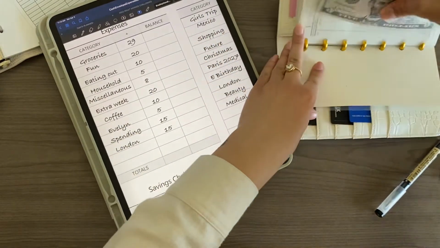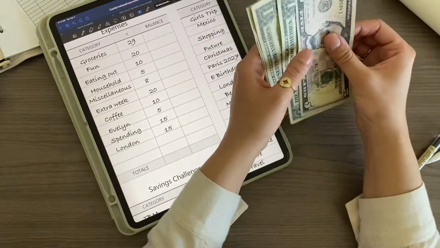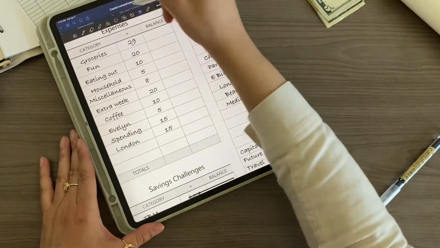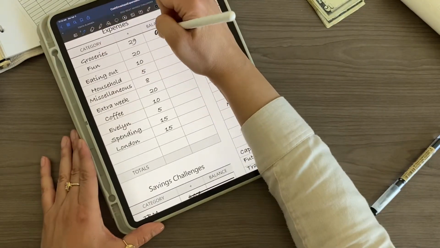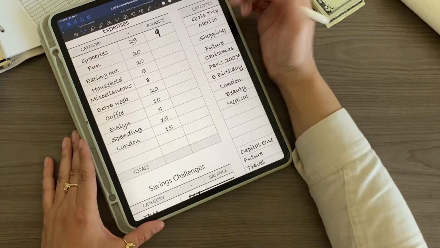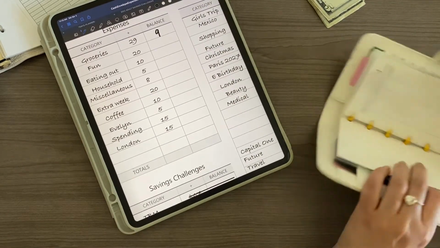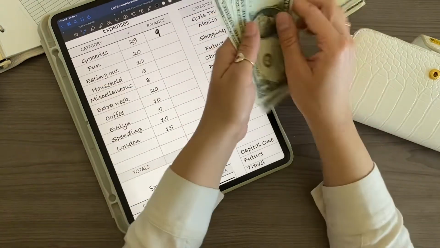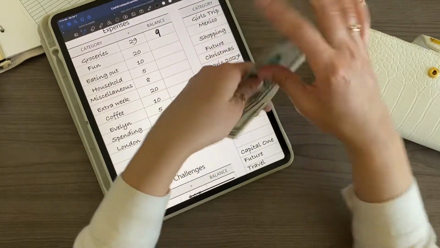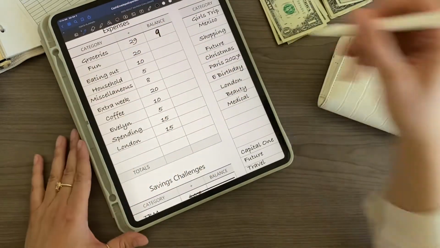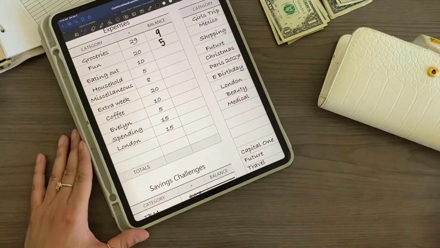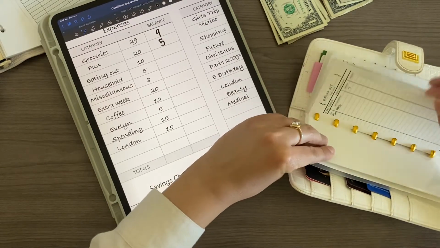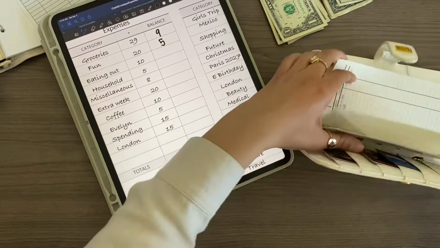So let's see how much I have left for groceries. For groceries, I have $5, $6, $7, $8, $9 left for groceries. I'm going to do the pen because that is just way quicker than the text box. Okay, that's groceries. For fun, we have left $1, $2, $3, $4, $5 in fun. Okay. In eating out, we have $5 left.